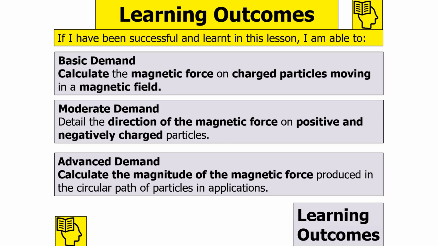So that brings us to our revision session today. If we've been successful and we've learnt in this lesson, we should be able to calculate the magnetic force on charged particles moving in a magnetic field, detail the direction of the magnetic force on positive and negative charged particles, and finally calculate the magnitude of the magnetic force produced in the circular path of particles and applications.